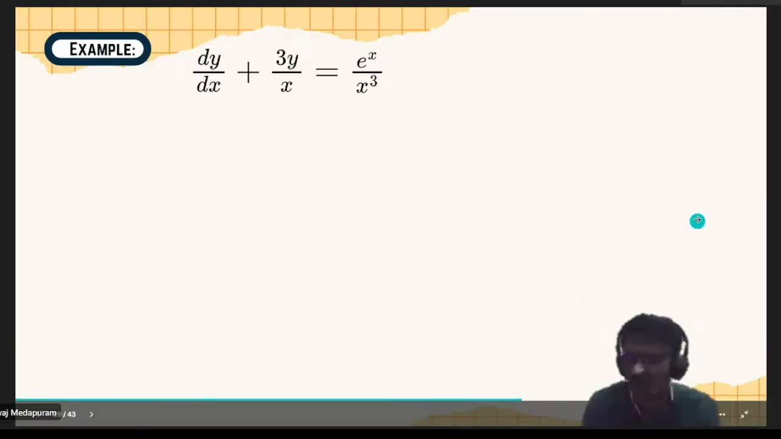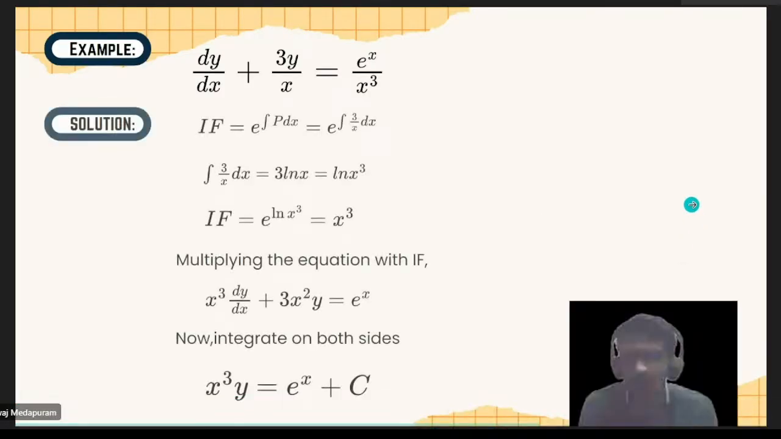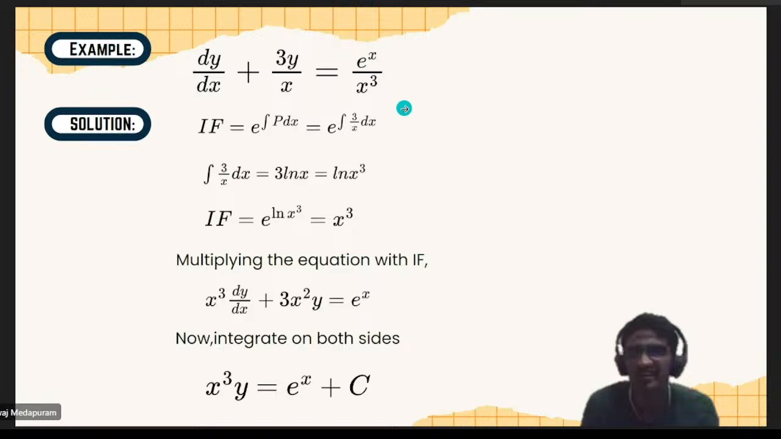Well, let's walk through to the solution. We have the integrating factor as e to the power integral of p(x) dx. Here p is essentially 3 by x, so we have e to the power integral of 3 by x dx. This is just a normal integral. The integral of 3 by x dx is just 3 ln x. We substitute it here, and we have e to the power ln x cubed, which is essentially x cubed. So now we have found that the integrating factor is x cubed.